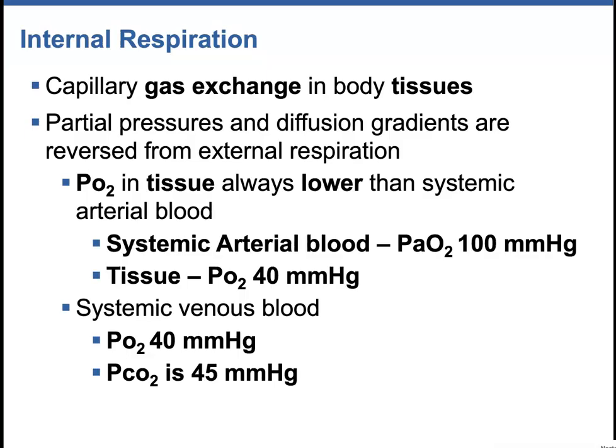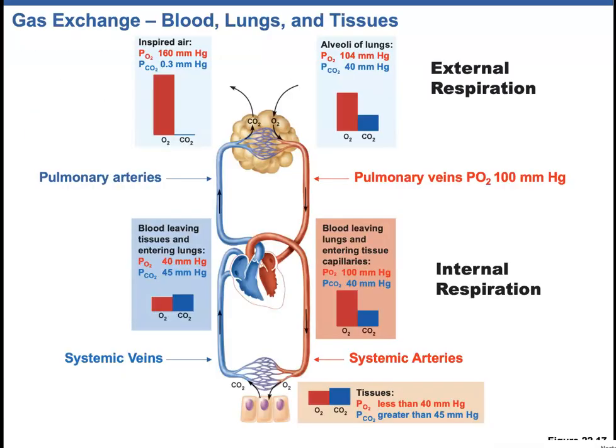It will load from the tissue into the blood, and then it will travel back to the lungs. And then in the capillaries at the lung level, the carbon dioxide concentration will be higher, and then obviously it will unload. So that is how we're able to do gas exchange at the tissue level. So remember, with internal respiration, oxygen is unloading into the tissue, and carbon dioxide is loading from the tissue into the blood.